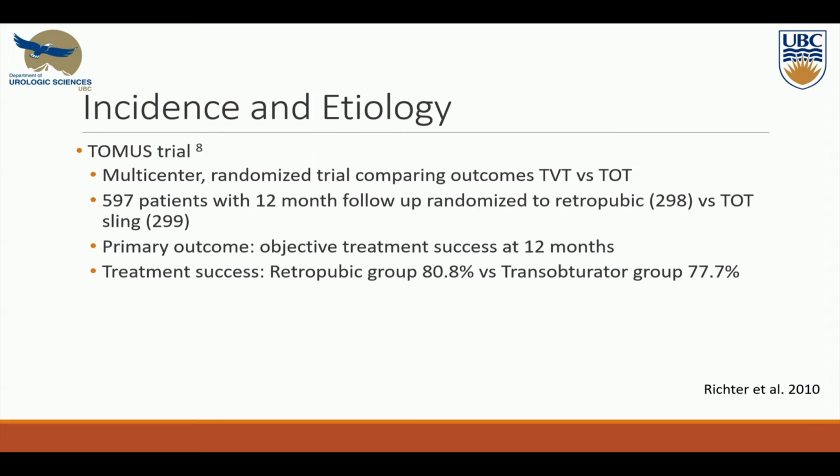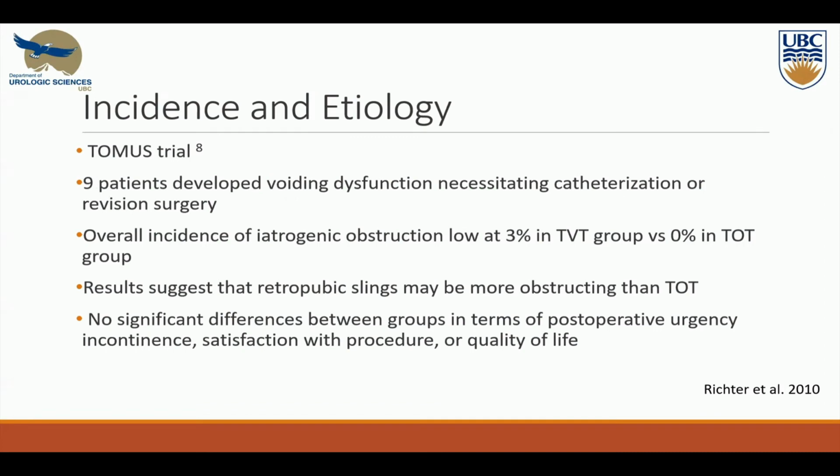The Thomas trial was a multi-center randomized trial comparing outcomes of TVT versus TOT. What they found was that between the two groups, the TVT, the retropubic group, had about an 80% success versus a transobturator group. This was at 12 months. What is important to note is that in this trial, 9 of their patients developed some form of voiding dysfunction, and that necessitated catheterization or further revision surgery.